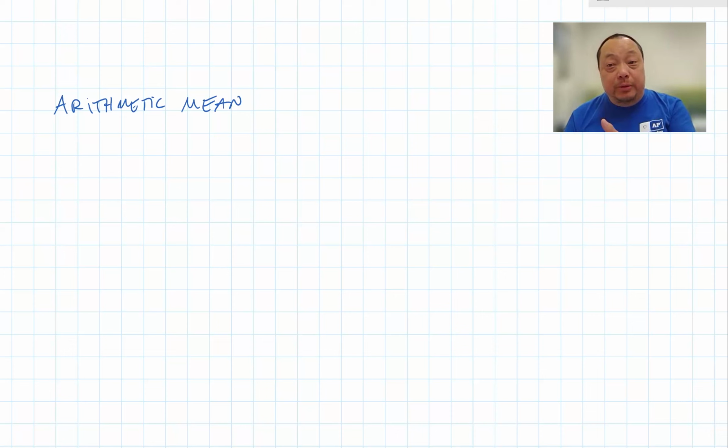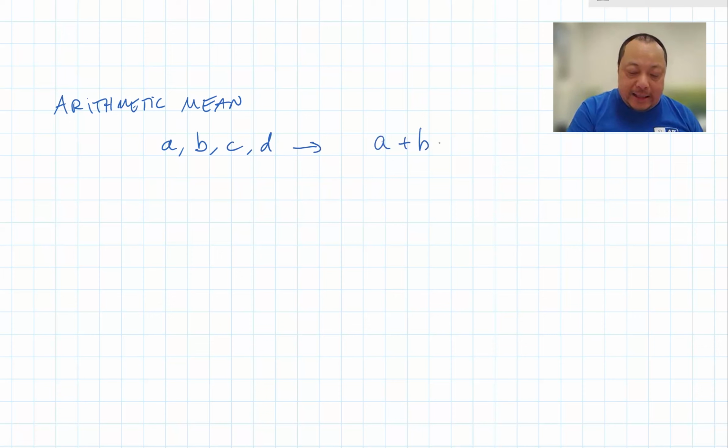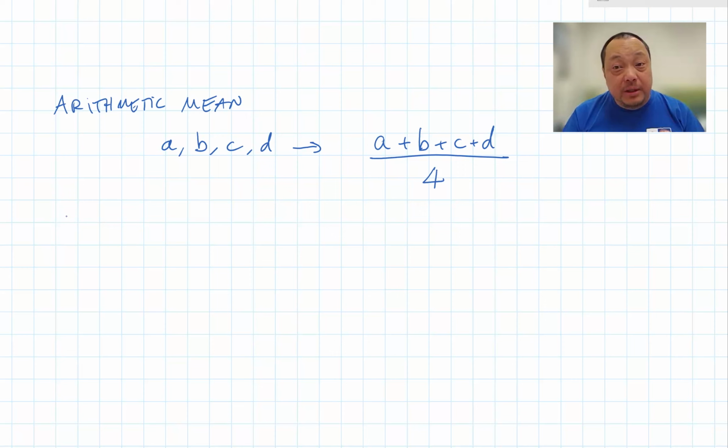If you have several numbers, A, B, C, D, for example, then the arithmetic mean is, first of all, you add the numbers together and you divide by how many numbers there are. So here there are 4 numbers, you divide by 4. Pretty straightforward. The arithmetic mean has one very important property, and that is that it is located at the center, or more specifically, the center of gravity, center of mass, the balancing point of the numbers.